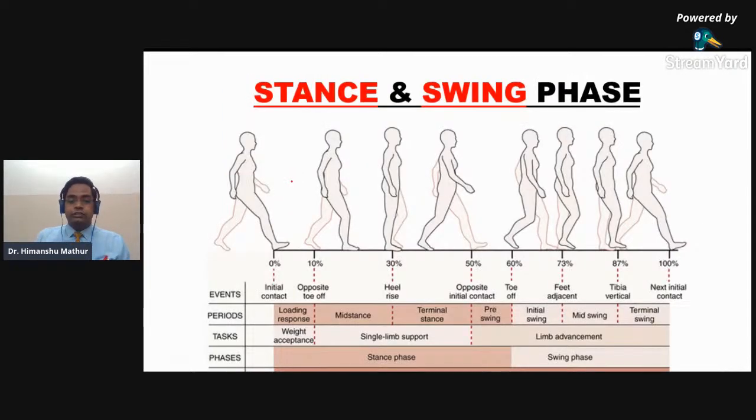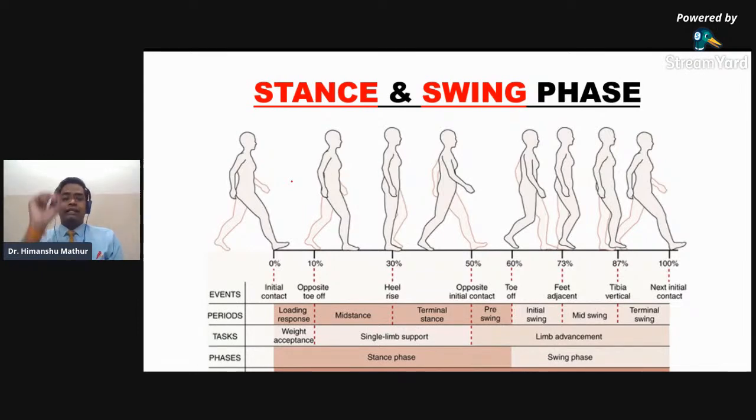Moving forward, this one is my favorite slide. These are the swing phase and the stance phase. We all know that the gait cycle is divided into two phases: the stance phase and the swing phase. The stance phase is when the limb is in contact with the ground, and the swing phase is when the limb is off the ground, not in contact with the ground.